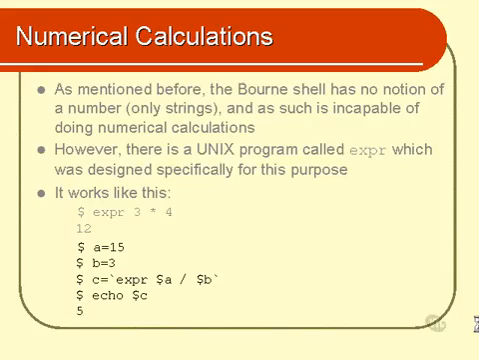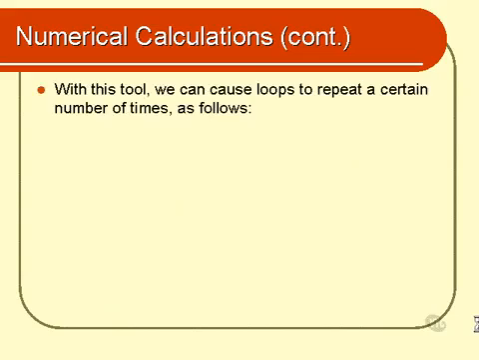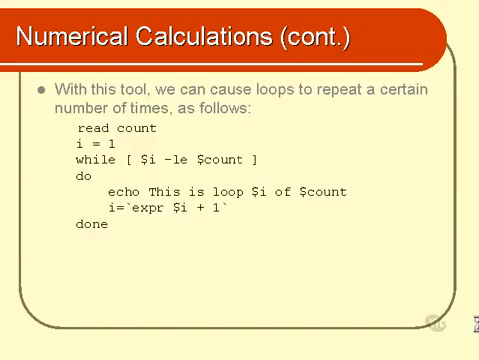So what I'd like to show you now is a simple way that you can use this expr program in conjunction with a loop. Because what we very often want to be able to do is cause a loop to repeat its code block a certain number of times. Like we might simply want to count up from 1 to 100 or something similar. And this is how you do that in the shell. Let's say we read in from the keyboard the maximum number of times we'd like to go around the loop, and so the user maybe enters 45.